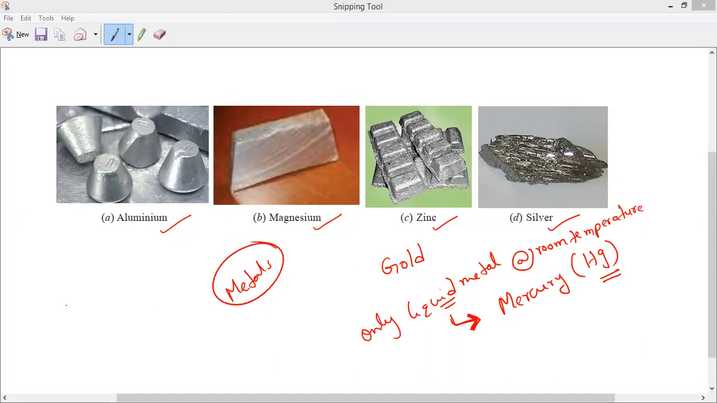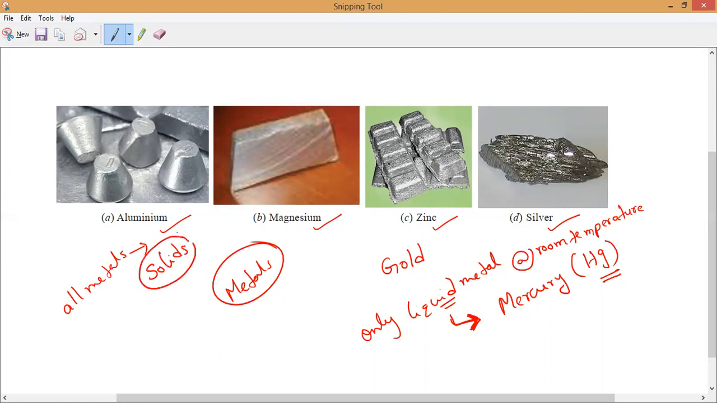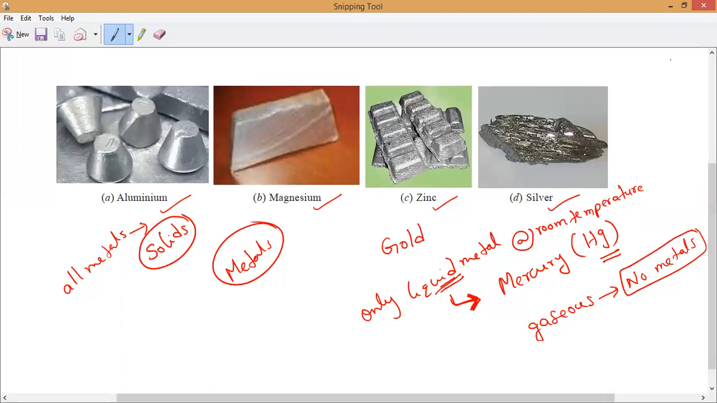Remember, all the metals are in which state? All the metals are in solid state. Only one metal is in liquid state. What is that? Mercury. And is there any metal in gaseous state? No metal is present in gaseous state. Do you understand, everybody? So metals are only present in which states? Solid state, and one and only metal present in liquid state.